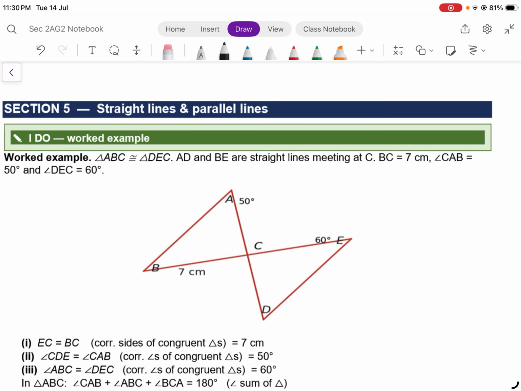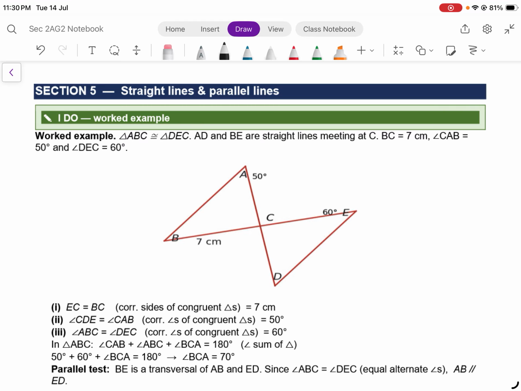Okay, so last one, for example. BE and AD are straight lines meeting here. Okay, so BC is 7. So we got 60. Alright, we got 50.